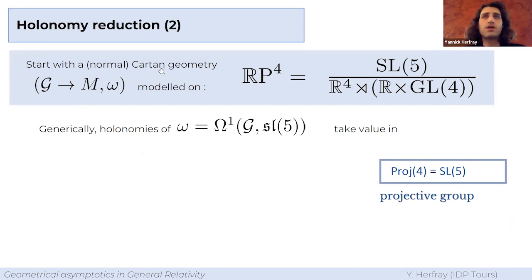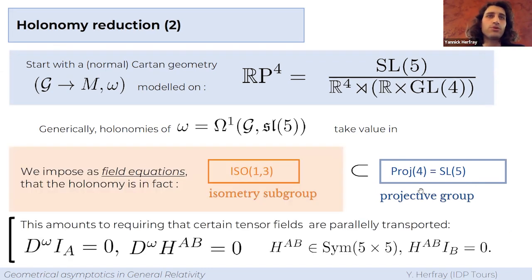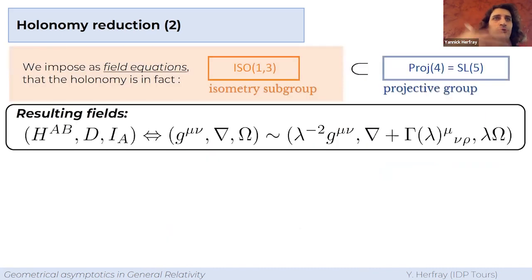So again, start with a Cartan geometry modeled on RP4. So you have an SL5-valued connection, so it's valued in the projective group. Now you impose this field equation, again holonomy reduced to the same group, Poincaré. In doing so, it's something very concrete. You impose that certain tensor fields are parallel transported. Here it's a 5 times 5 metric, which is degenerate, which is going to give you ISO(1,3) inside SL5. Imposing this holonomy reduction is your field equation.